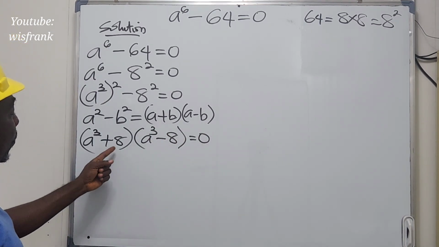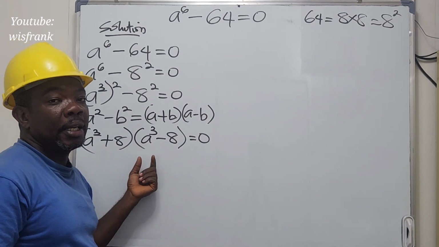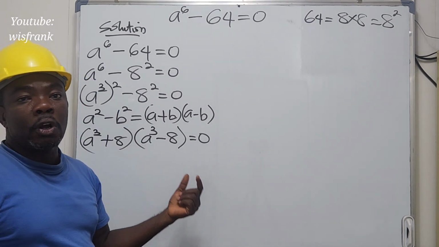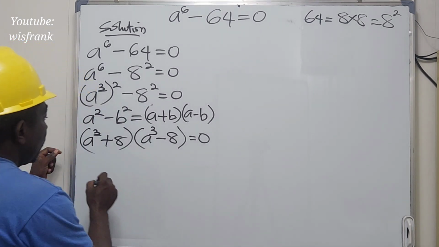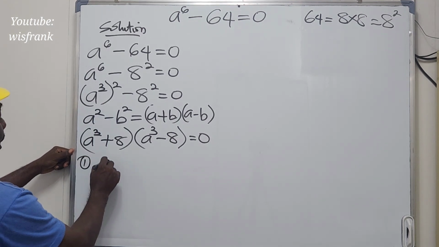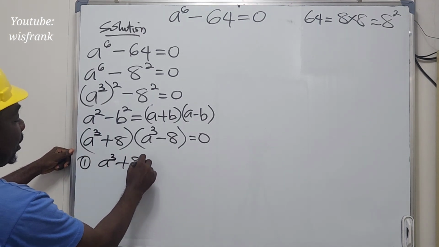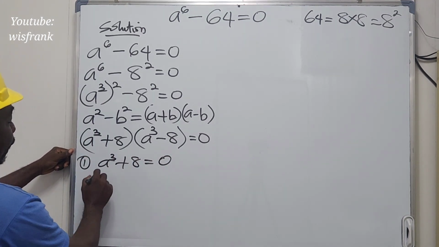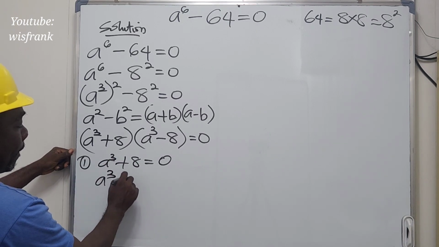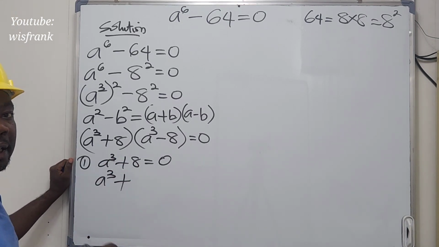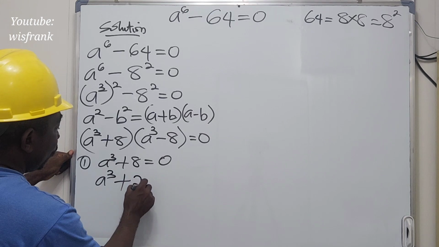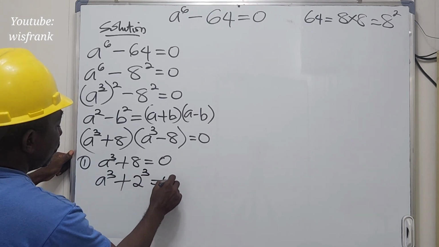So in this case, we can see that we have two parentheses here. It is either the first one equals 0 or the second one equals 0. So the first one, where we have a to the power of 3 plus 8 equals 0. Therefore, a to the power of 3 plus 8 can be written as a to the power of 3 plus 2 to the power of 3, equals 0.